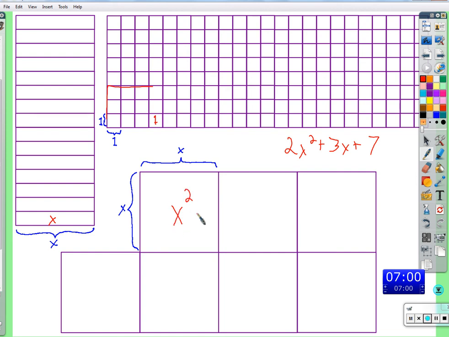x squared. So all of these, what do these represent? In their area, x squared. Okay, so all of these are worth 1, the area of them, and the sides of them. All of these are an area of x, side of 1, side of x. This is a side of x and a side of x for an area of x squared. Right. So if this were x, this area could represent a multiplication of x times x.